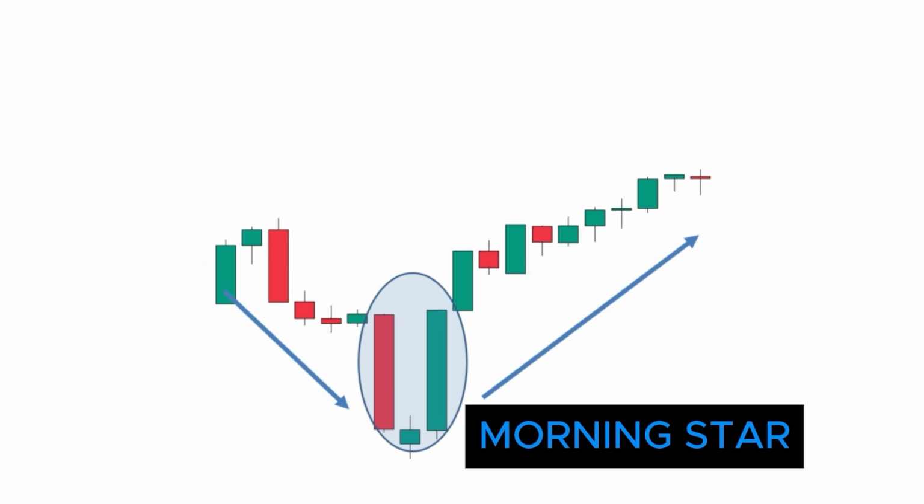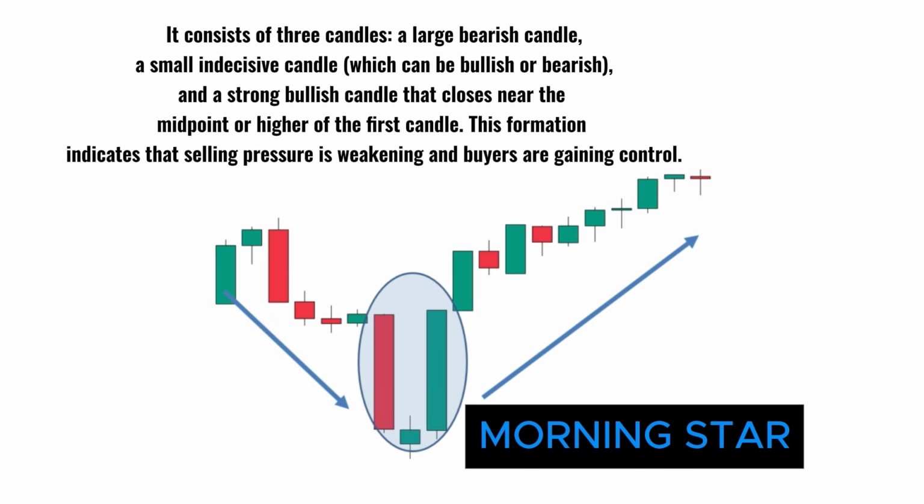The morning star is a bullish reversal pattern that appears at the bottom of a downtrend, signaling a potential shift to the upside. It consists of 3 candles: a large bearish candle, a small indecisive candle, which can be bullish or bearish, and a strong bullish candle that closes near the midpoint or higher of the first candle. This formation indicates that selling pressure is weakening and buyers are gaining control.